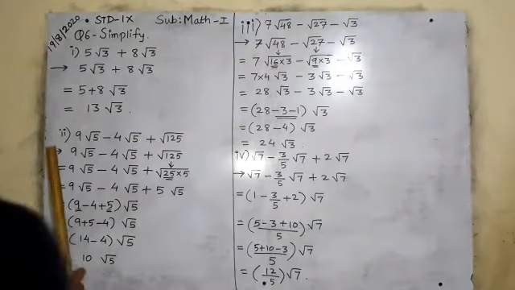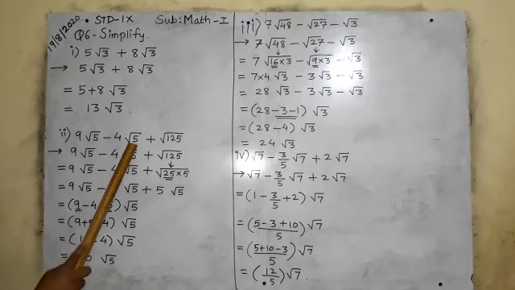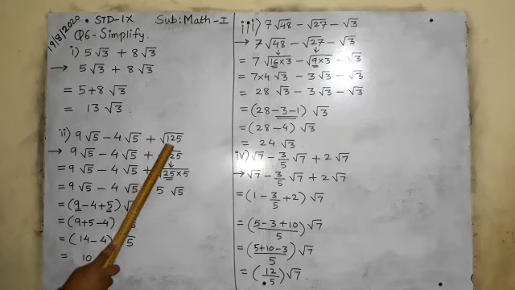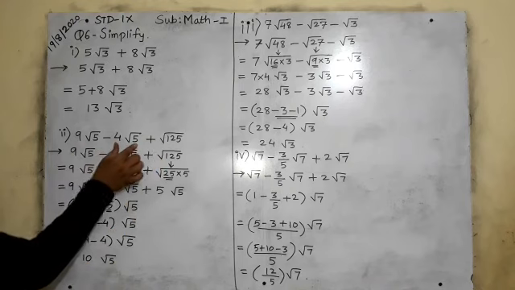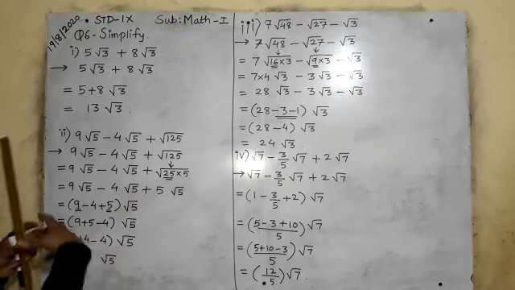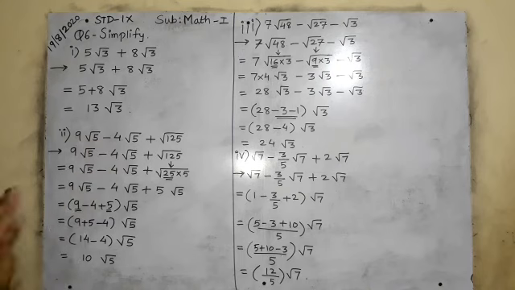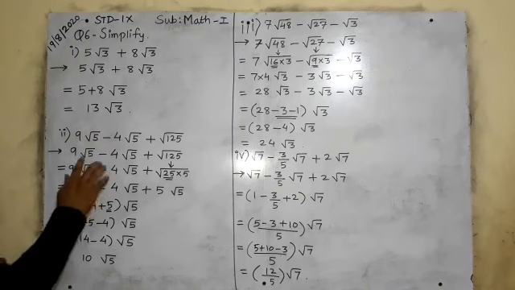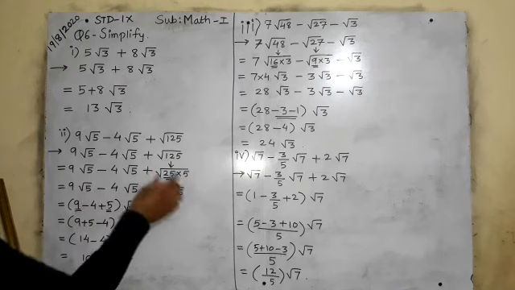Now look at here, the second part: 9 square root 5 minus 4 square root 5 plus square root 125. So this is in simplest form, this is also in the simplest form. This we can factorize. इसको हम factorize कर सकते हैं क्योंकि ये दो number already simplest form में हैं. Okay, so I will write it as it is. This square root 125 we will expand. How?